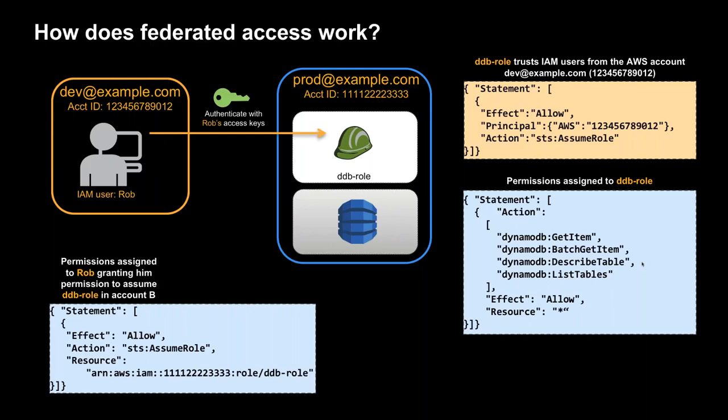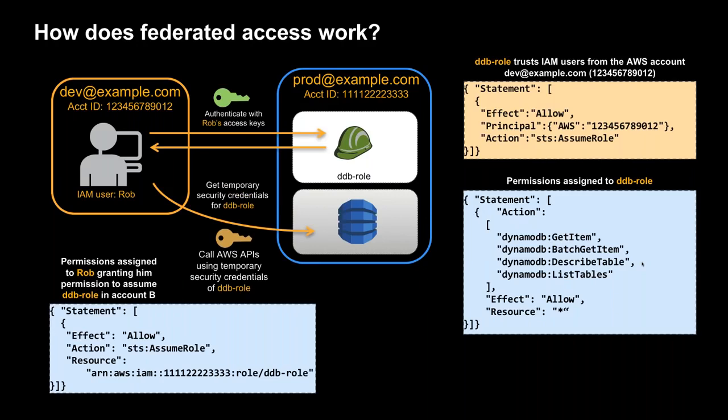So Rob's going to authenticate with access keys, and he's going to get back some temporary security credentials for the DDB role. And that allows him to start calling APIs. And he's actually using those temporary credentials, and those will go away because they are temporary. And this allows him to do the read work that he needs to do against the database from his dev account, but we are able to isolate that from the production account and limit it.